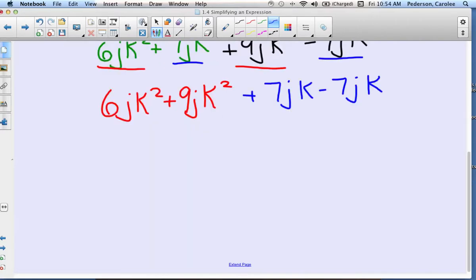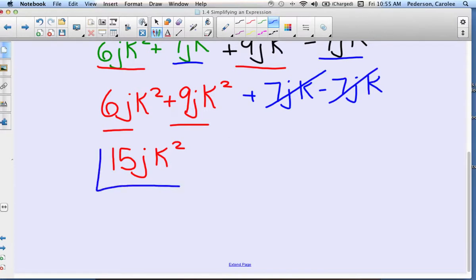Now we combine the red like terms, we combine those coefficients. 6 plus 9 is 15, jk squared. And then what happens over here is I have a positive 7jk and a negative 7jk. They just cancel out to 0. So here is our final answer.